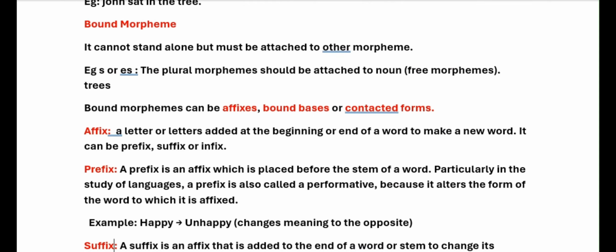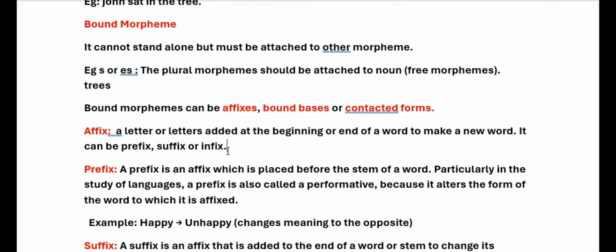Now further, what is a bound morpheme? A bound morpheme can be affixes, bound bases, or contracted forms. Let's see what an affix is. An affix is a letter or letters added at the beginning or end of a word to make a new word. It can be a prefix, suffix, or infix.